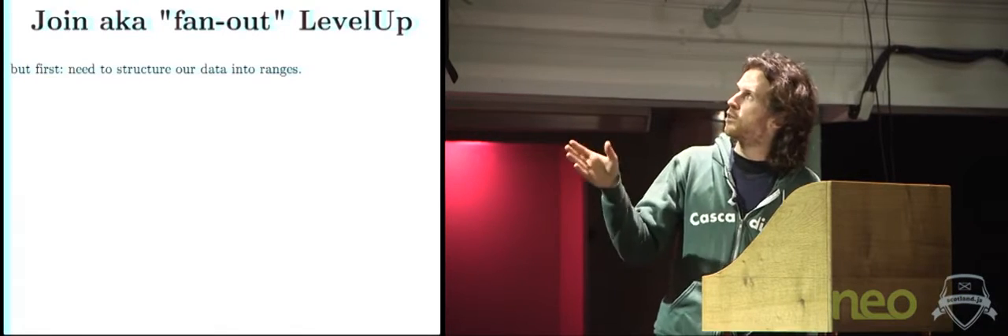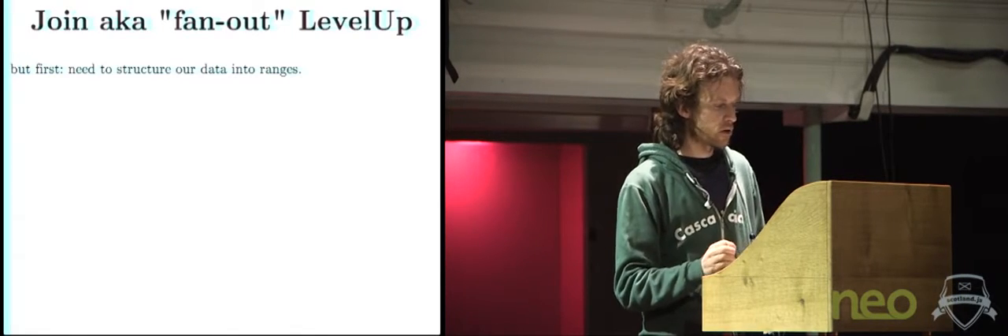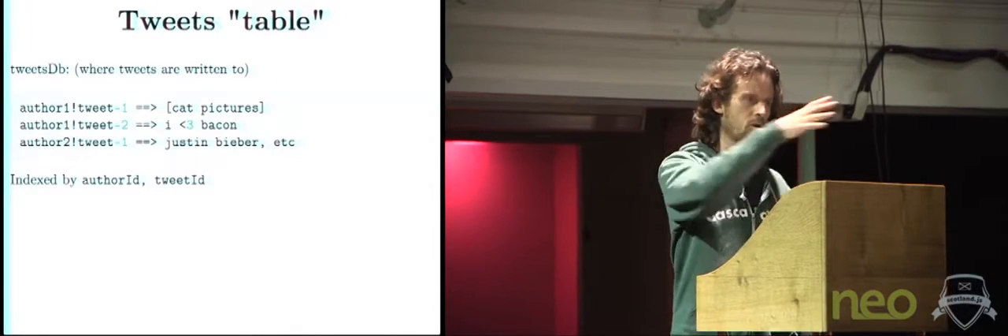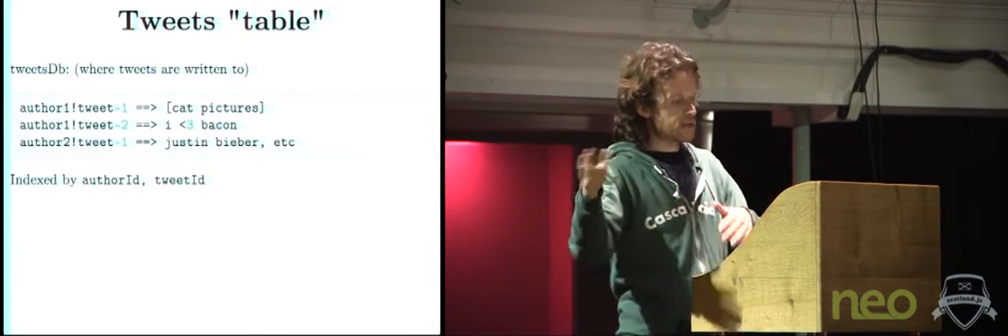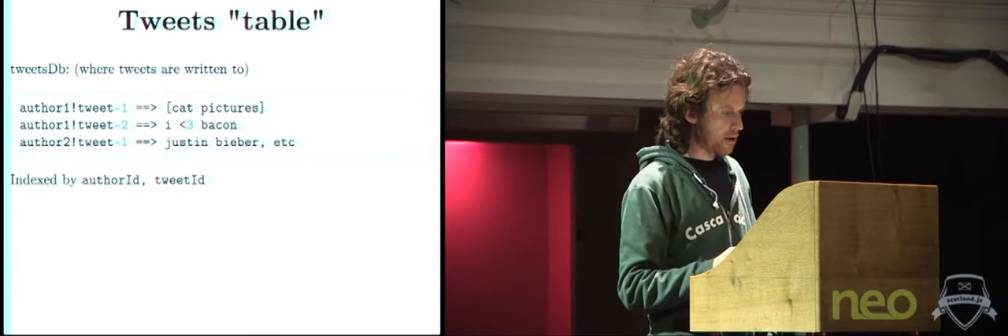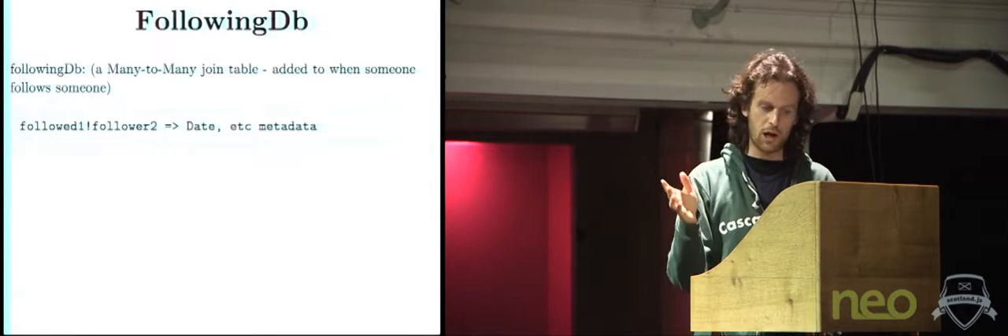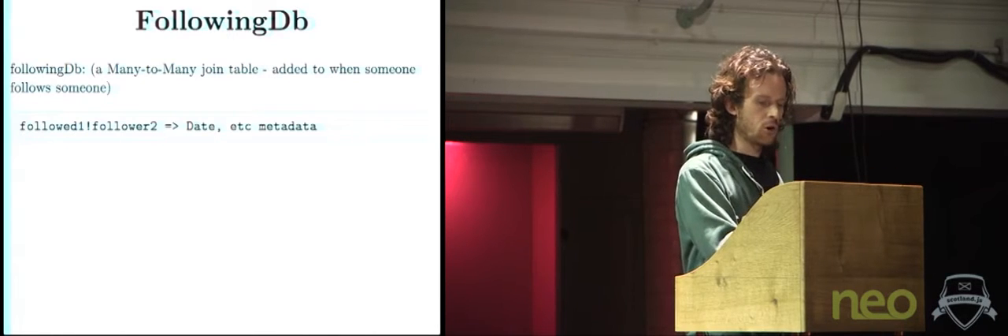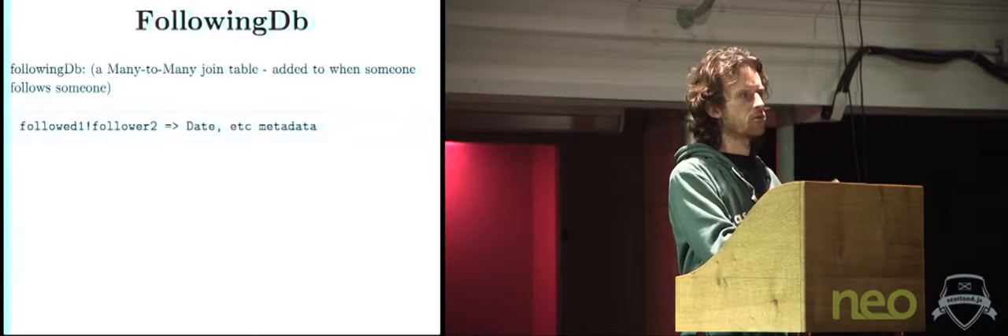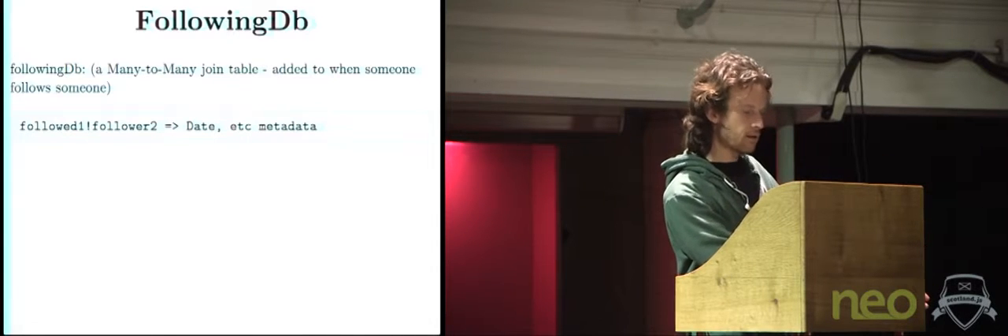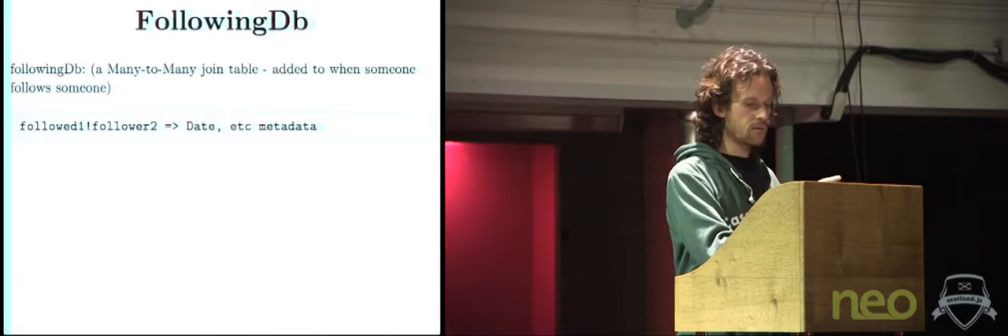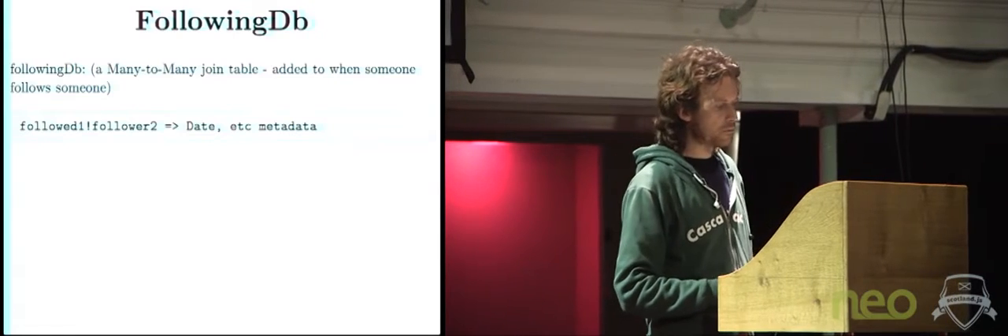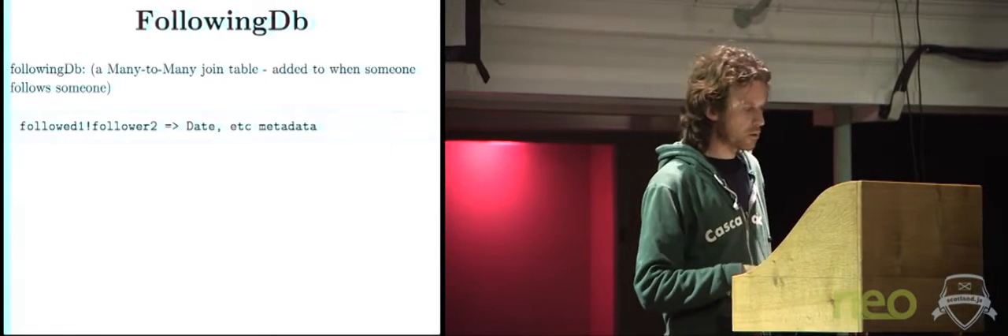So the first thing is we need to structure our data into ranges. Let's say for each author, we store the tweets by author, then tweet, and then the data. So here are some tweets that people have made. Then we have a section of the database about who's following whom. We want to be able to extract, for a given tweeter, who is following them. So we store them as prefixes, and the key is actually enough to do that. This is just like a join table in SQL.